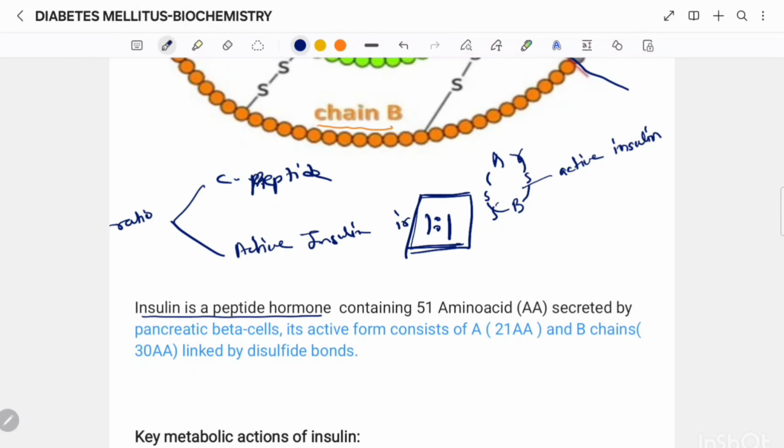So insulin is a peptide hormone containing 51 amino acids secreted by the pancreatic beta cell. We have already told its active form contains only A and B chain that are linked by disulfide bond. So basically it is 51 amino acids, in which A chain has 21 amino acids and B chain has 30 amino acids.